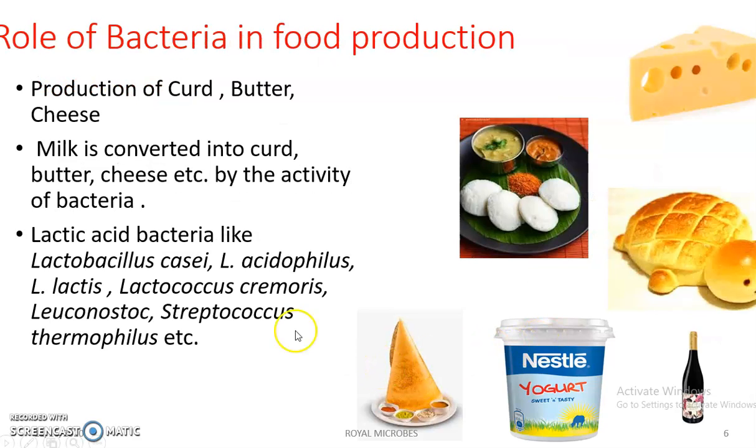Next is role of bacteria in the production of food materials. Here we can see the bacteria can be used for production of various food materials. In our kitchen we are making curd, butter, idli, dosa, etc. All these are produced with the help of microorganisms through a process called fermentation. Similarly, we are commercially producing different food materials such as cheese, milk products, for example yogurt, etc. All these are produced with the help of bacteria.